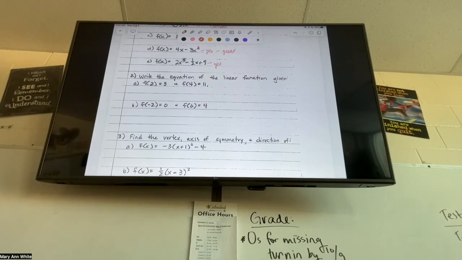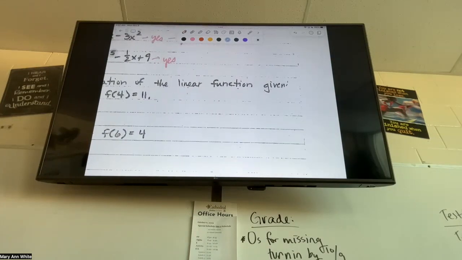Okay, moving on to number 2, we're going to do some linear functions. So this says write the equation of a linear function given. Remember, a linear function is in the form of what? Y equals mx plus b. Very good. Y equals mx plus b.